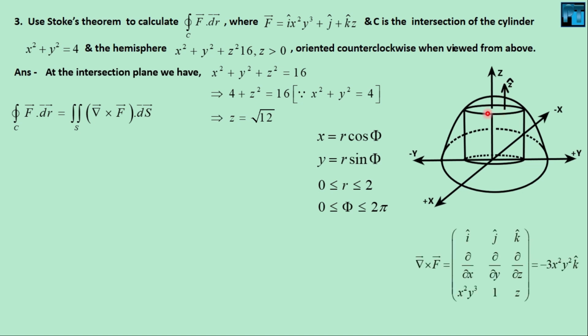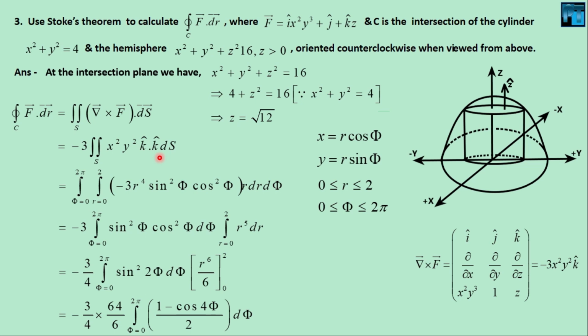Now, first del cross f. This is very simple mathematics. You can do that. This gives me minus 3 x square y square k cap. I have already told you that we are considering the positive direction. So dS can be written as n cap dS, and that n cap is actually z cap or plus k cap. Okay, clear? So k cap dot k cap will be 1, the dot product is 1, and we are left with this thing.